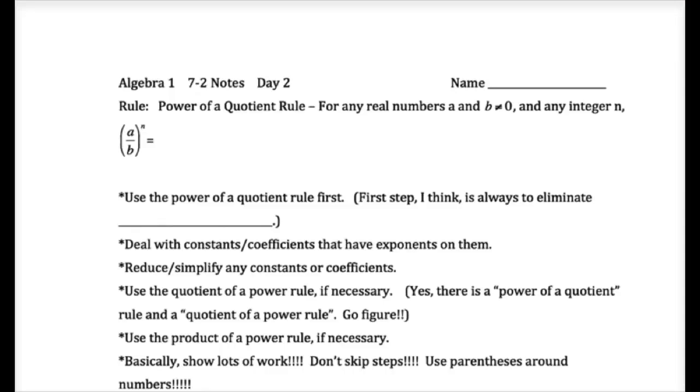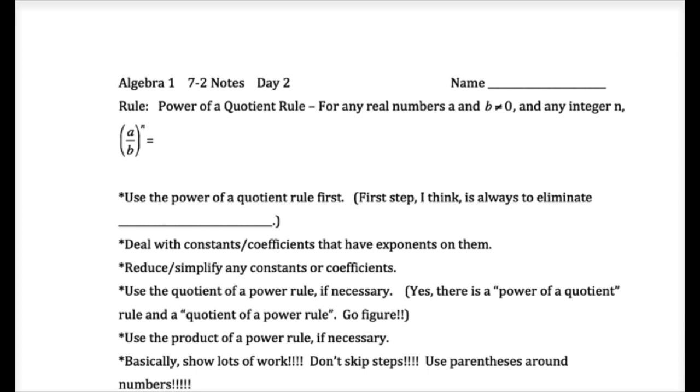We're gonna talk about the power of a quotient rule, which I don't think will be a big deal for you. It won't be too tough. On the backside, we're gonna deal with negative exponents. We haven't dealt with them yet. Okay, so for any real numbers a and b, b cannot be 0, and any integer n, the quantity of a over b to the nth power.